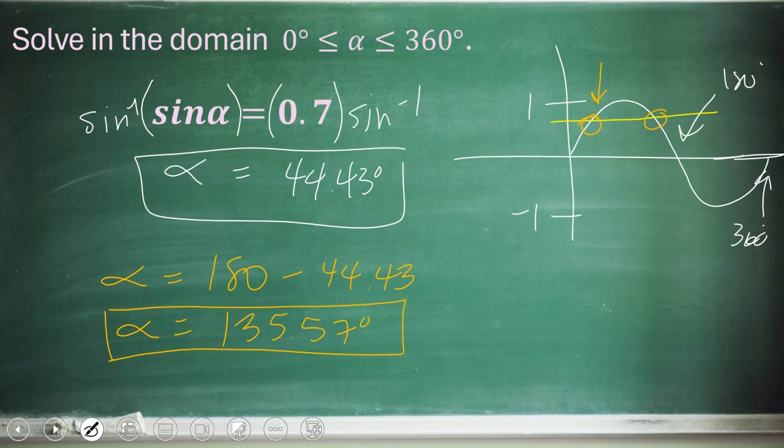I know there are no other values because I have my graph, and I know that within 360 degrees, I only have two values that will make this equation true. To double check, which I always recommend, go ahead and pop 44.43 degrees in for alpha, and you should get out approximately 0.7 since we rounded. You should do the same thing with your second value, just to be sure that you didn't make a calculation error.